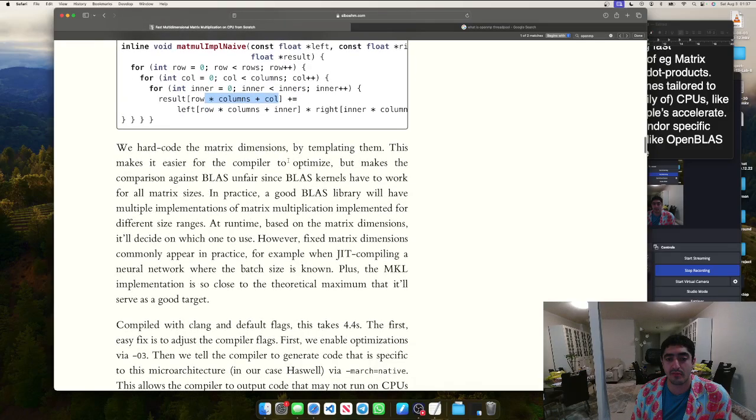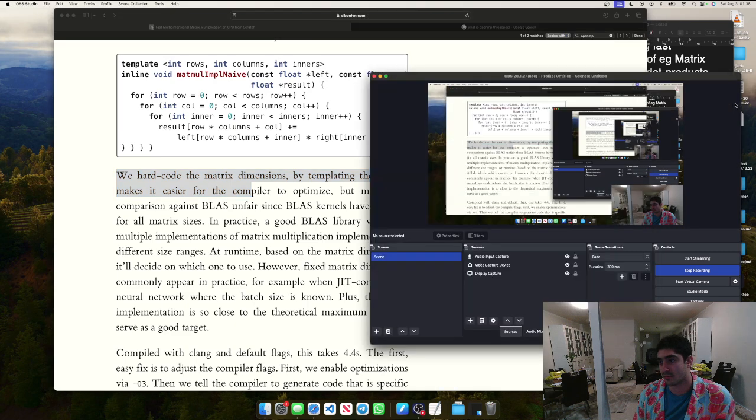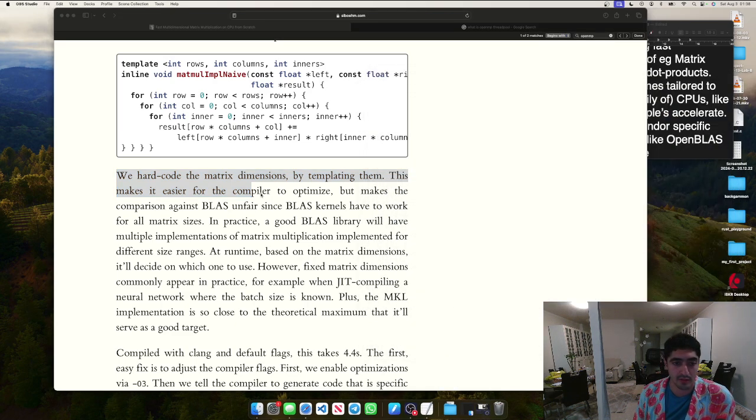We fix the matrix dimensions by templating them. I'm not the best C++ programmer, so just take it at face value. This makes it easier for the compiler to optimize, but makes the comparison against BLAS unfair.